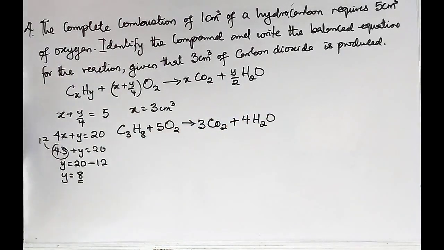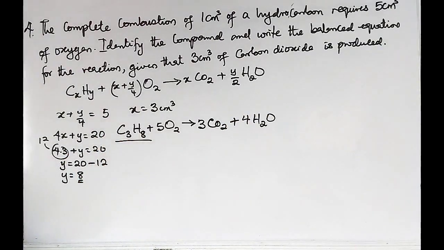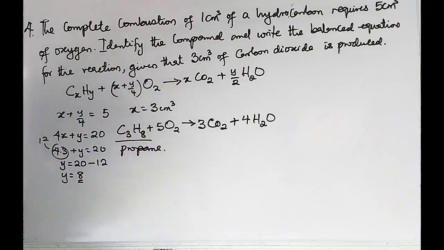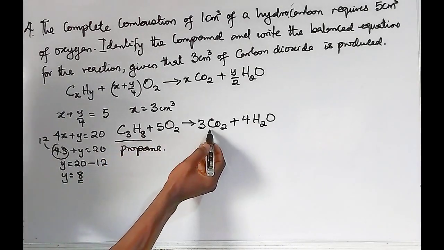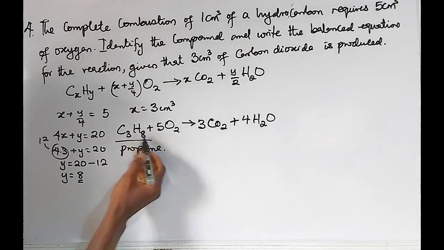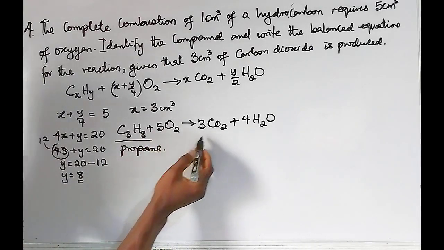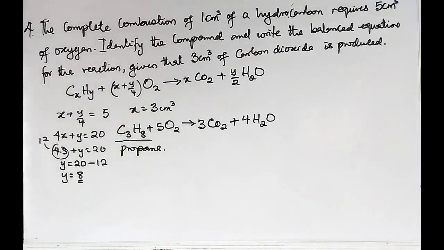So we are told to identify the compound, and this compound is propane. The equation is balanced: carbon is 3 here and 3 here, hydrogen is 8 and 4 times 2 is 8, then oxygen is 10, here we have 6 plus 4 is 10. All right, now let's move to number 5.